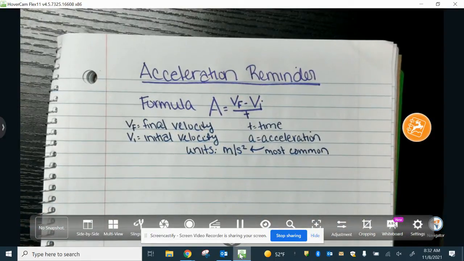The most common unit is meters per second squared, but any unit's okay as long as it's a distance divided by a time squared. It can be kilometers per hour squared. Kilometers per hour per second would also work. You just have to have that distance over time squared.